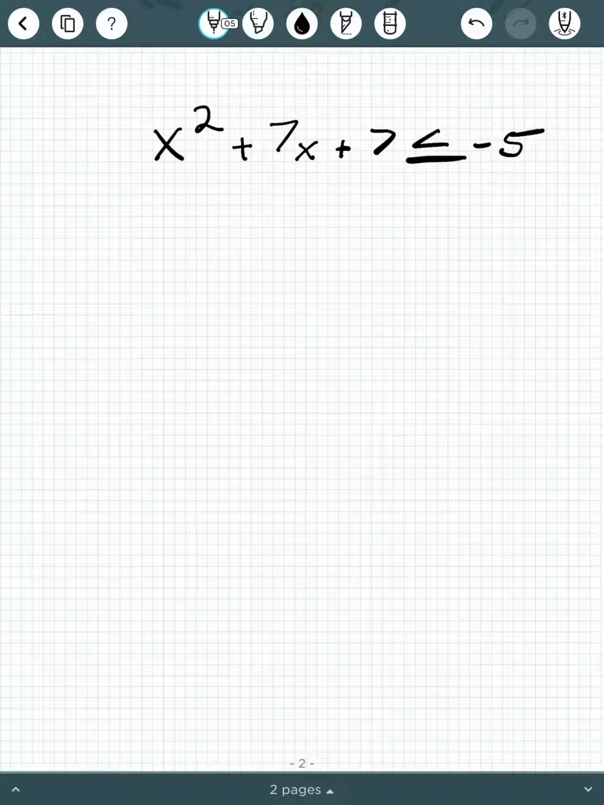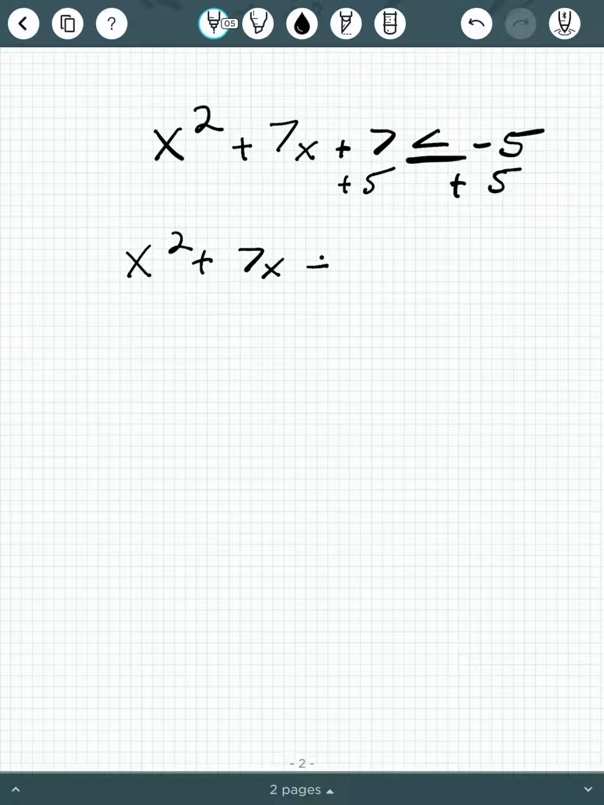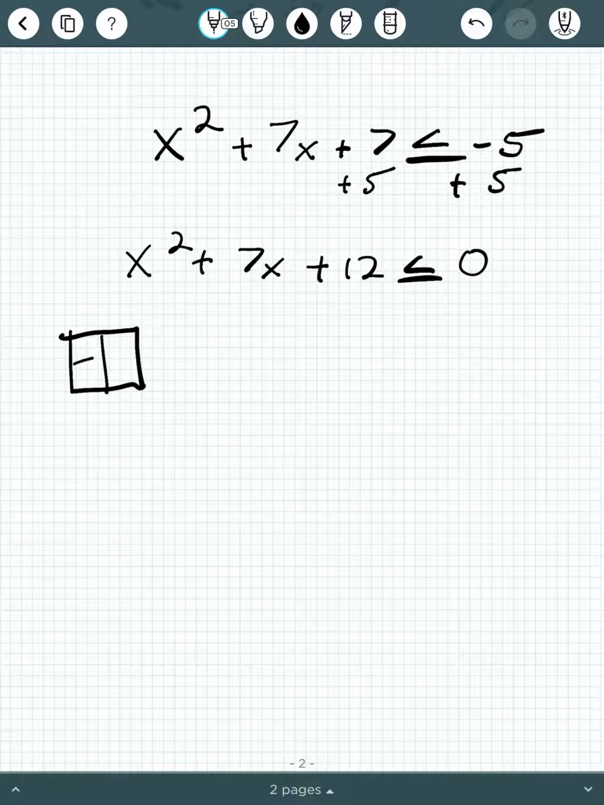So our first step is to treat this like an equation to get the boundary points, which means let's solve using inverse operations. So if we add 5, we get x squared plus 7x plus 12 is less than or equal to 0. And right away we've turned it into something we can work with. Our first stop is factoring. Let's see if that works.